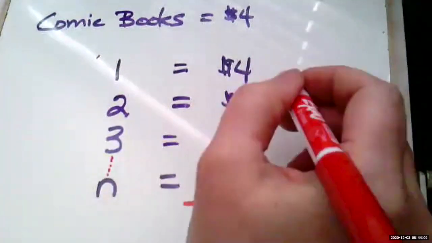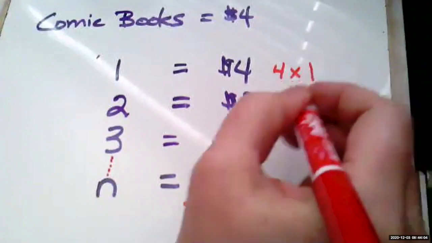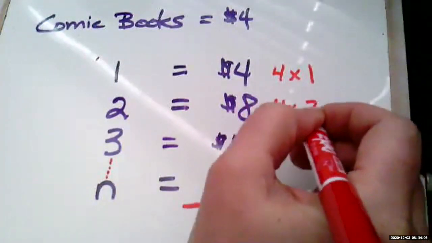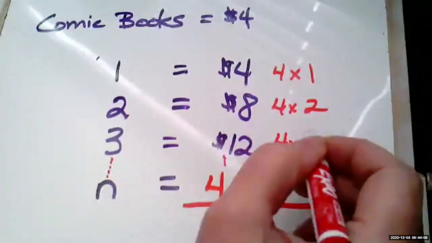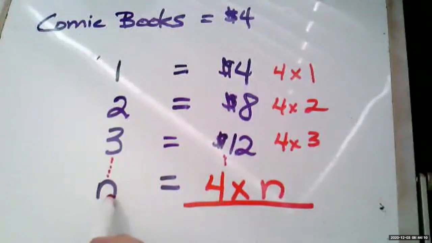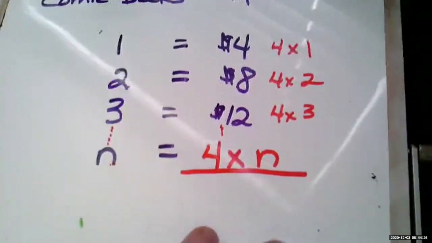Here it was easy because it was 4 times 1, and here was 4 times 2, and here was 4 times 3. So whatever the number is, however many you bought, and you didn't even count them up, you're just like, oh, here's the whole series. I'm going to spend $4 for every book that I bought in that series. That whole box is $4 each. So you would write it as 4 times n.